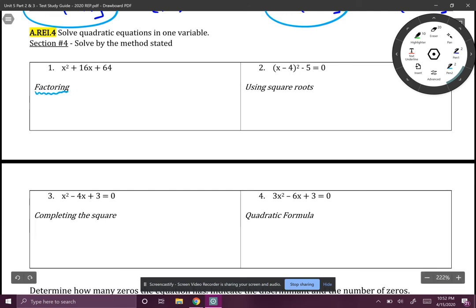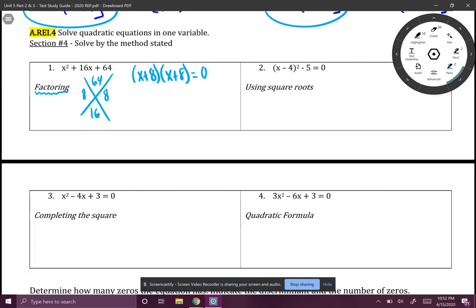We are so used to this by now, and we're doing a really good job with it. X squared plus 16x plus 64. Since our a value is 1, we're able to factor immediately with our x model. We're looking for numbers that multiply to make 64 and add together to make 16. Those two numbers are positive 8 and positive 8. So our formula in factored form is x plus 8 times x plus 8 equals 0.